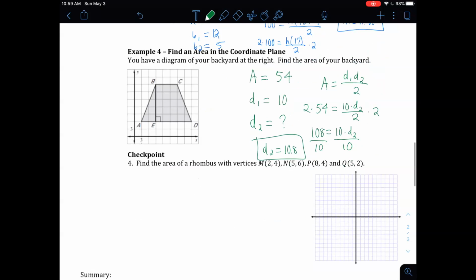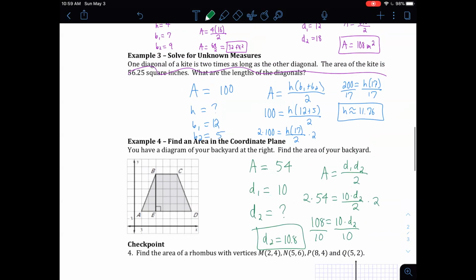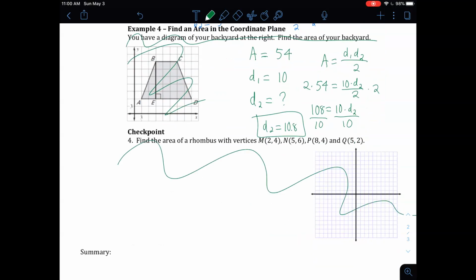So I think we're going to skip these last two examples because I don't want to confuse you guys too much, and hopefully those last couple were a little bit helpful. And I'm going to cross these out. Okay?